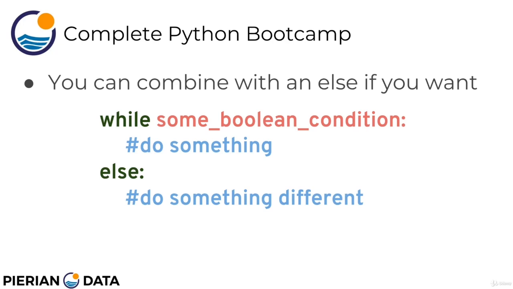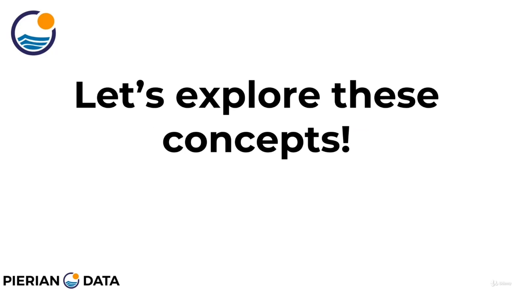So I can say while some Boolean condition is true, do something, else, meaning once that condition is no longer true, or if since the beginning it was no longer true, we do something different. Let's explore these concepts with some examples. Let's hop to a Jupyter Notebook.